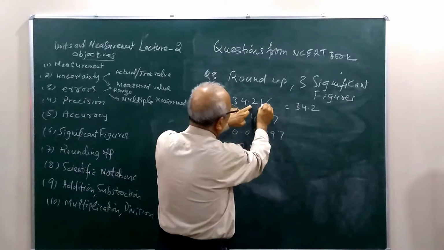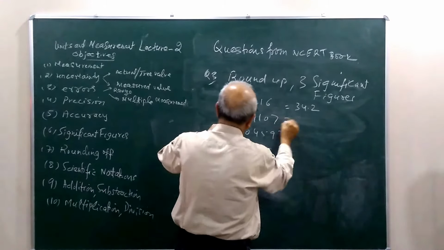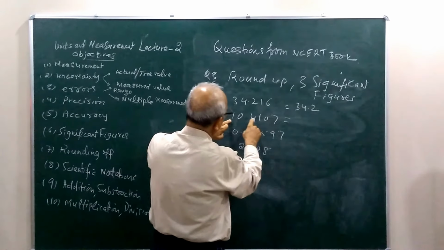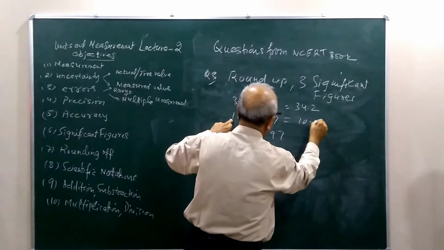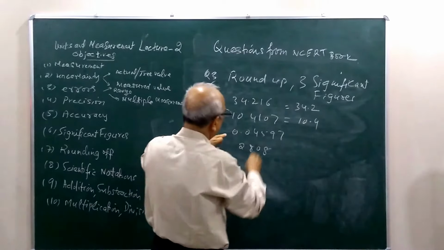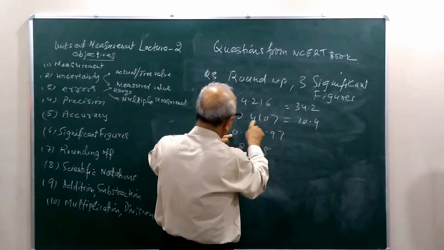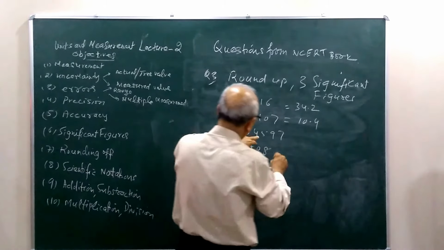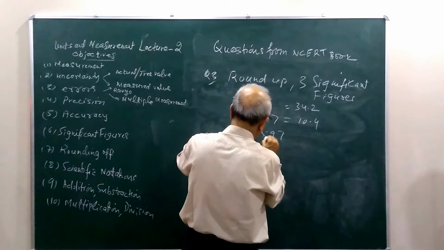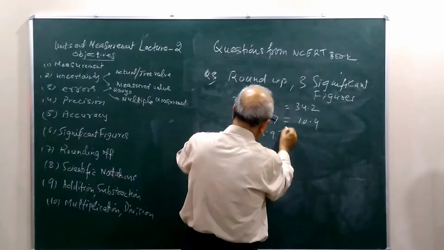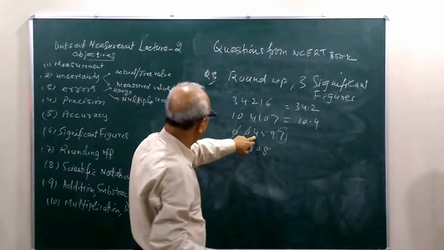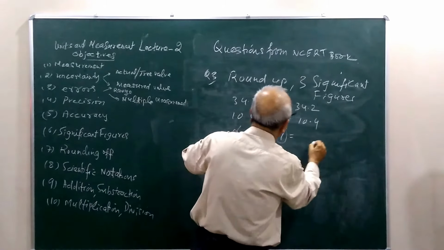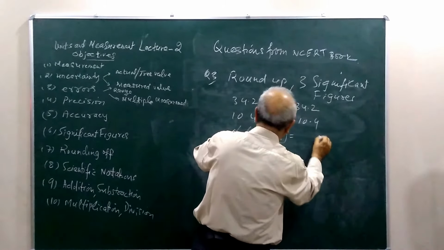The next digit is less than 5, so this number stays. In this case, round to 3 significant figures: 1, 2, 3. 10.4. 3 significant figures. This number is less than 5, so there is no change. In this case, these zeros are not significant, so I have 4, 5, 9. But this number is greater than 5, so this number will be increased by 1. When it is increased, 9 plus 1 is 10.